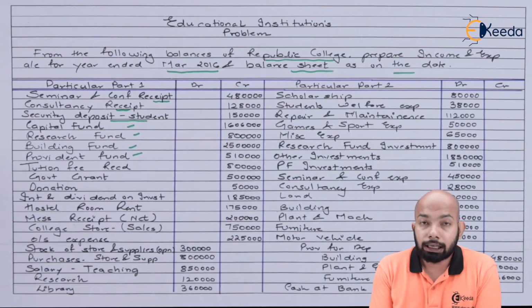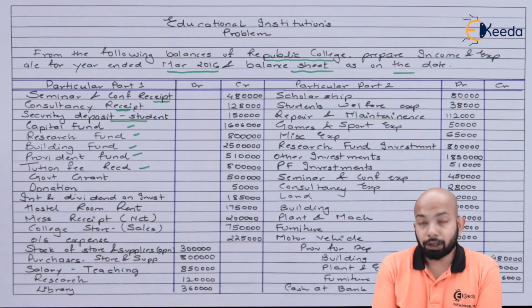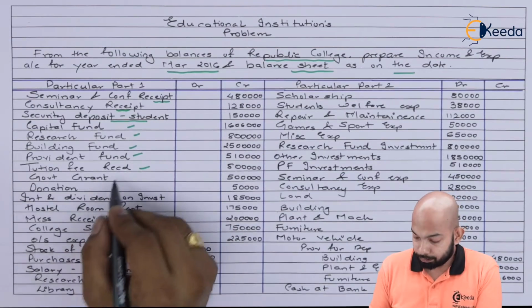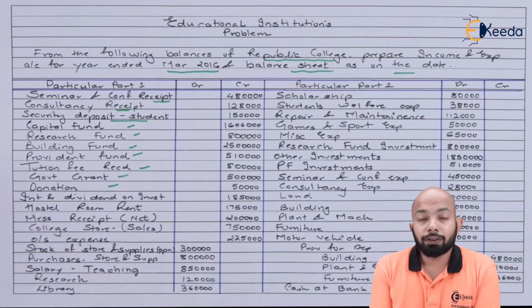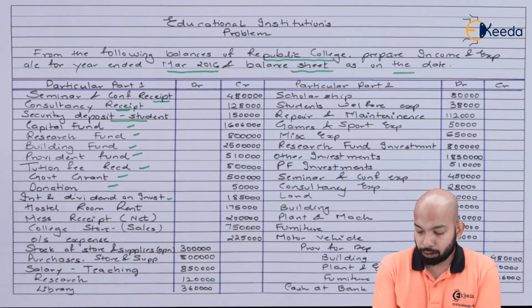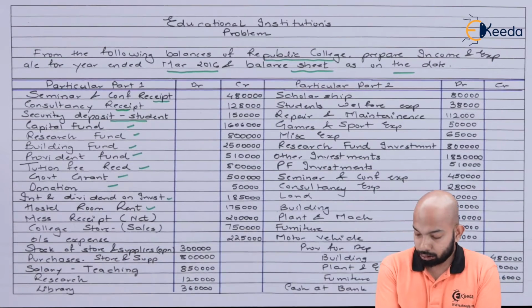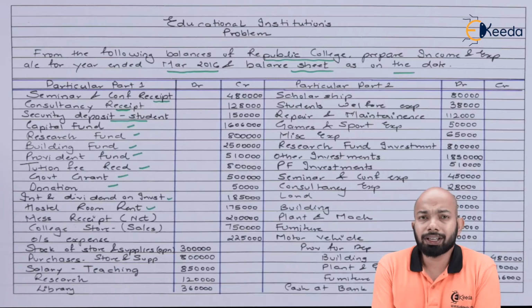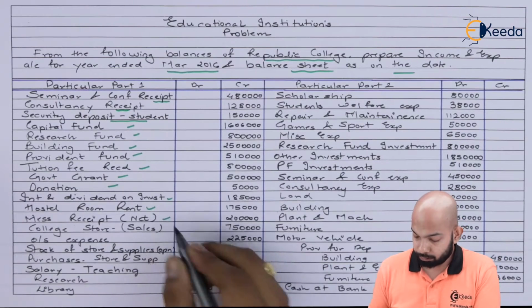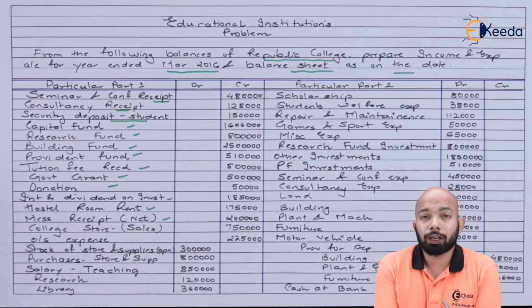We have another income which is mentioned as tuition fee received. We have government grants and donations. We have interest and dividend on investments. We have hostel room rent. We have mess receipt, which is the net amount. We have college store, whereby sales happen in that college store. It may be books, it may be stationery, etc. Anything.